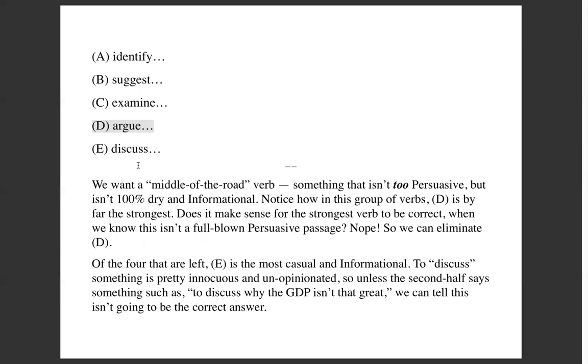All right, so then we've got these four that are left, right? Identify, suggest, examine, discuss. It's probably a little bit harder to eliminate from here without reading more. I'd say, in this last paragraph, we could probably get rid of E because discuss is quite casual and informational. Yeah, I mean, it is. I would probably double check and read the whole thing, but if we had to guess at this point, D and E would not be the answer choices that we would guess.